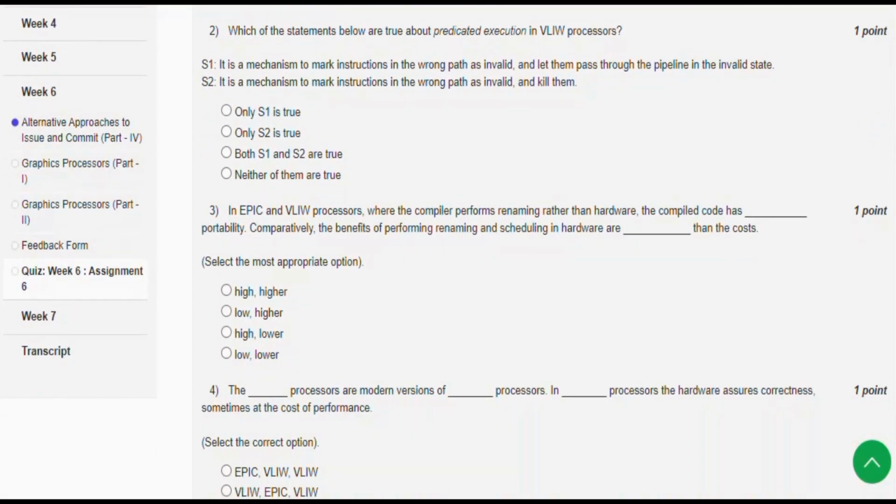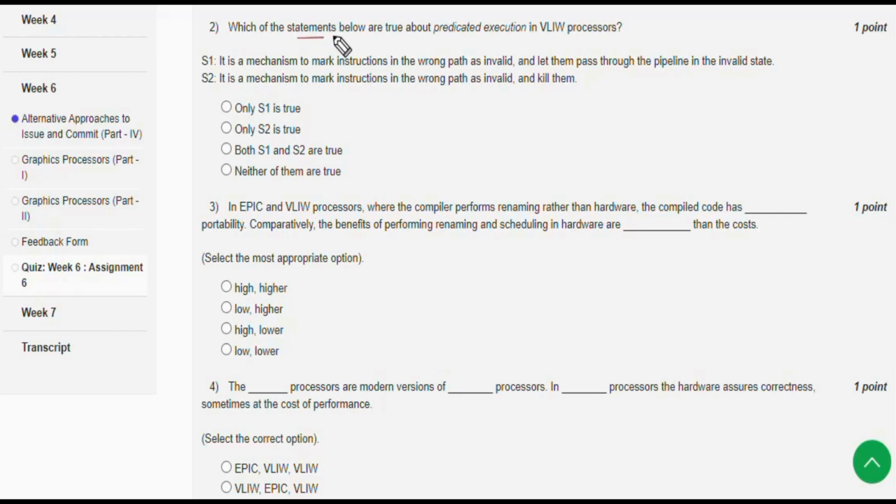Now moving to the next question, question number 2. Which of the statements below are true about predicated execution in VLIW processors? VLIW means very long instruction word. Now statement 1: It is a mechanism to mark instructions in the wrong path as invalid and let them pass through the pipeline in the invalid state, and that is correct. Statement 2: It is a mechanism to mark instructions in the wrong path as invalid and kill them, and that is not incorrect, it is partially correct. Okay, but here I select only S1 is true.